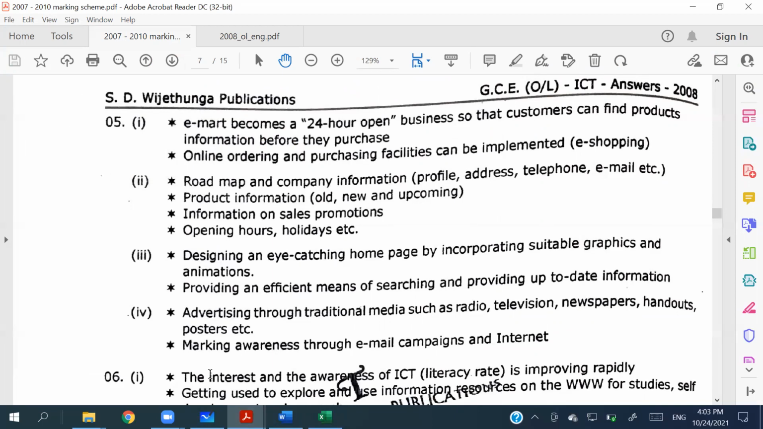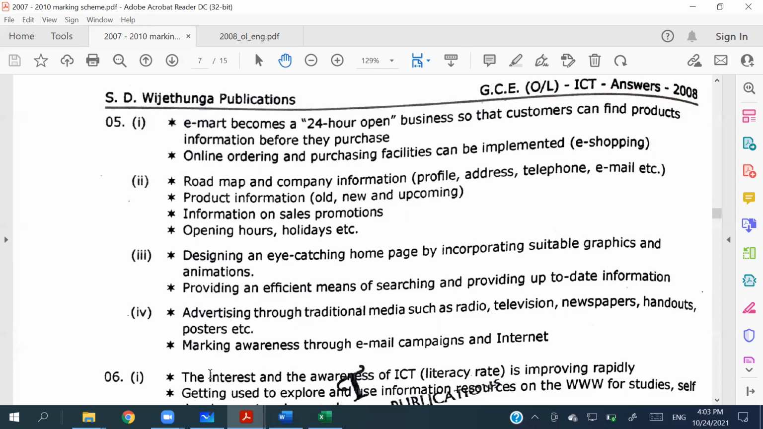eMart becomes a 24-hour open business so that the customer can find product information before they purchase. Online ordering and purchasing facility can be implemented, e-shopping. And there can be many more advantages. They are open to a bigger clientele, open to the entire world, right? So it is available 24 hours, all 365 days. So they can have sales not only in the local market but in the international market as well, right?